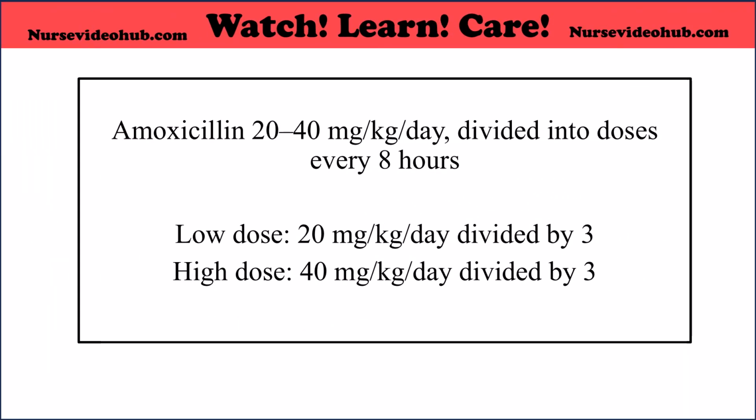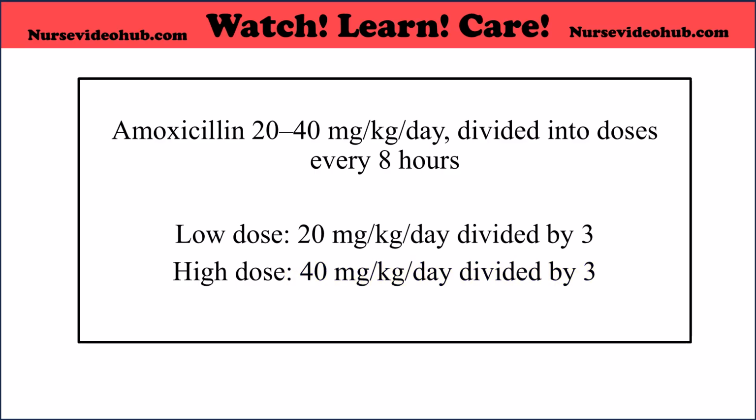Let's look at an example. Here is a pediatric dosing for amoxicillin. Amoxicillin, 20 to 40 milligrams per kilogram per day, divided into doses every 8 hours. The pediatric dose must fall within the recommended low and high ranges. The low range would be 20 milligrams per kilogram per day, divided into doses every 8 hours. The high range would be 40 milligrams per kilogram per day, divided into doses every 8 hours. The dose must be within the range of the low and high doses.